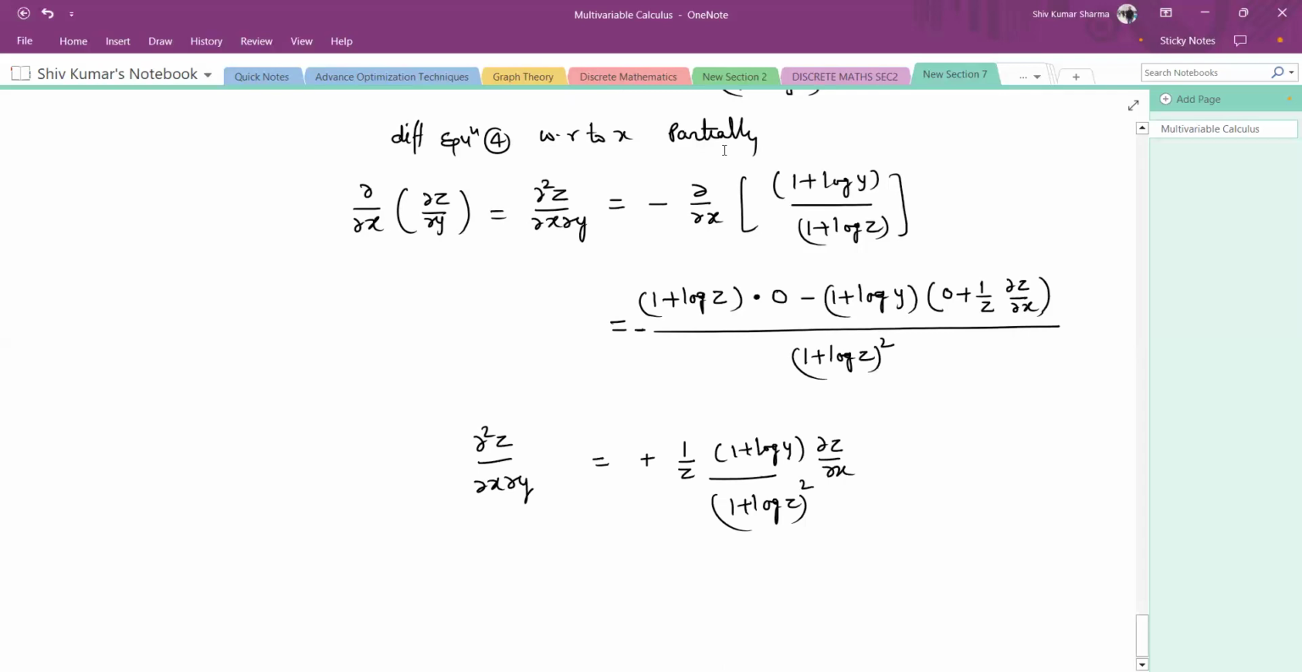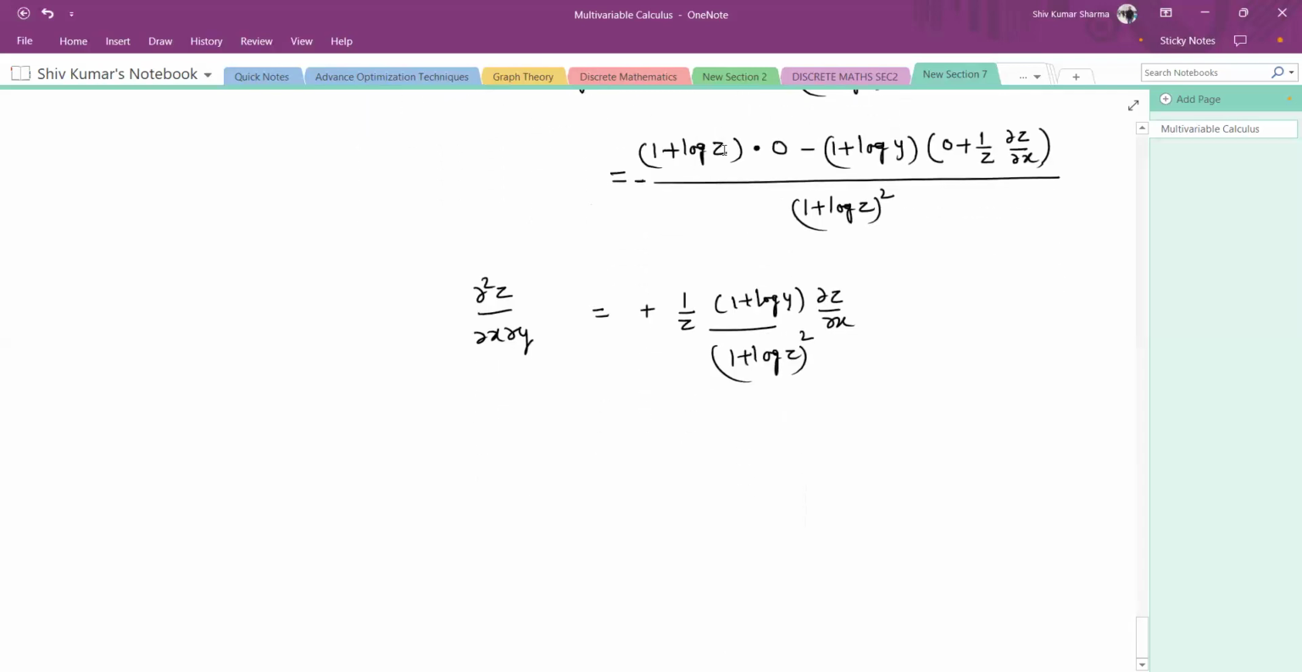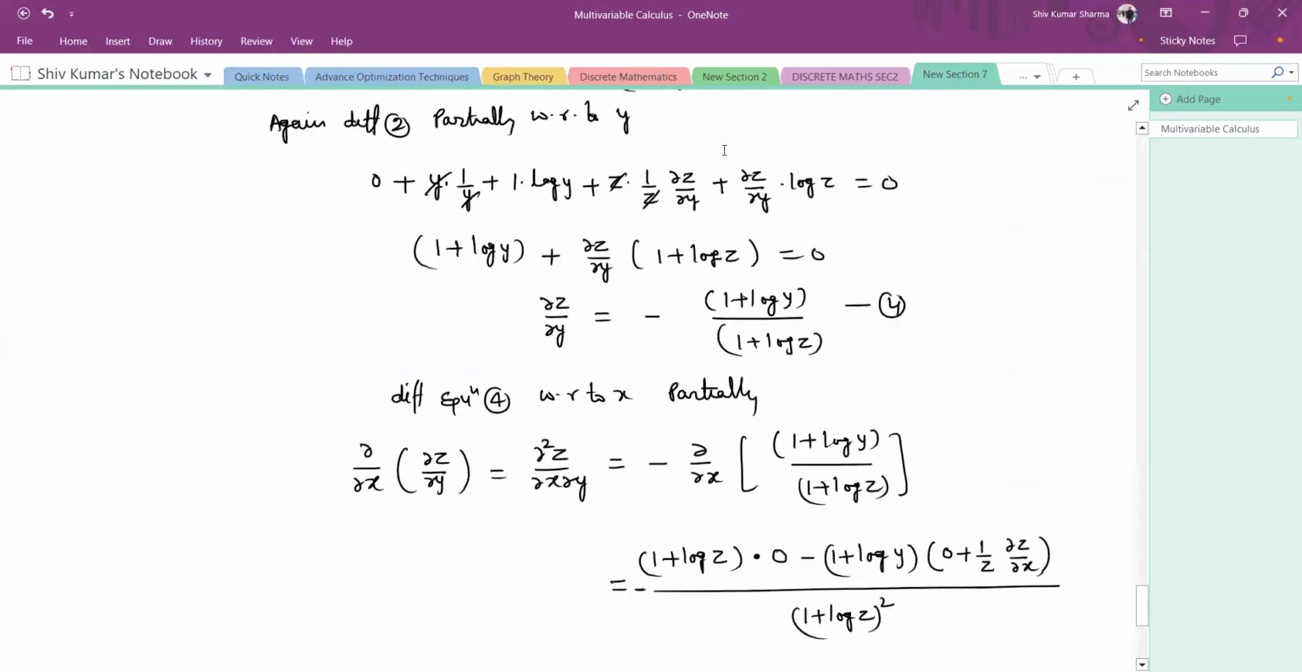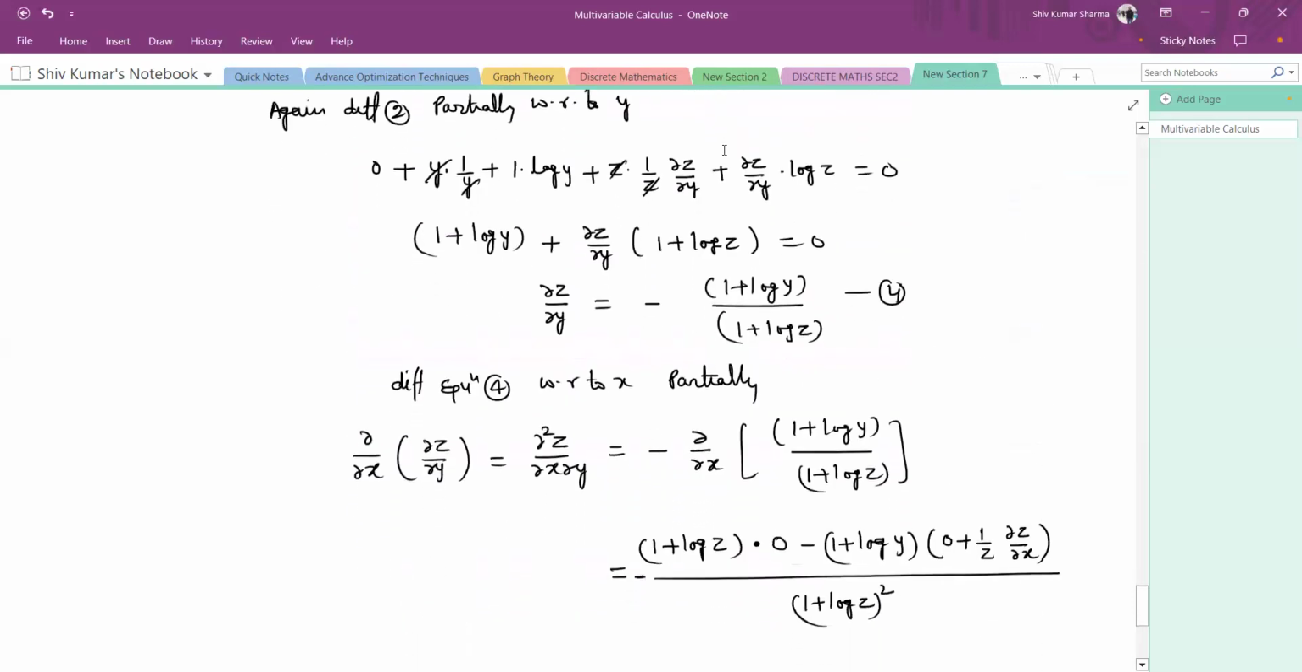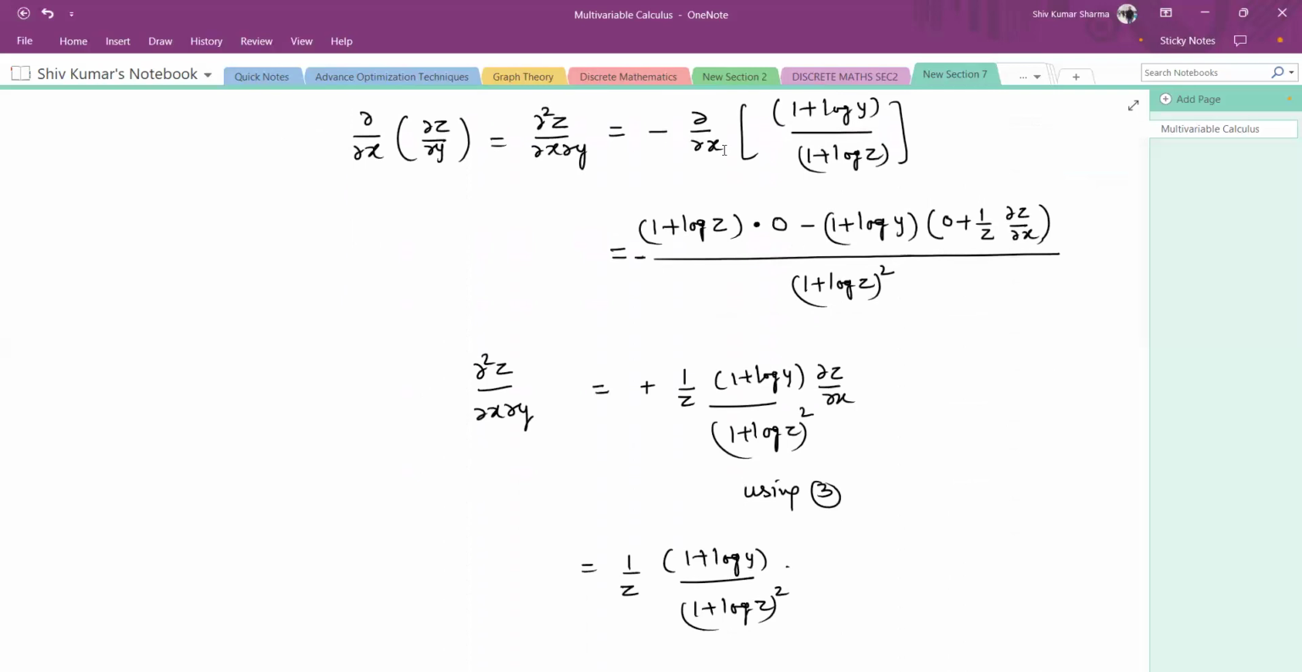So we have already calculated del z upon del x. So we use the value of del z upon del x here, using equation 3. So this gives us 1 upon z into 1 plus log y upon 1 plus log z to the whole square into the value of del z upon del x. What is the value of del z upon del x? It is minus 1 plus log x upon 1 plus log z. So here we have the negative sign also. So we take the negative sign, and here we write 1 plus log x upon 1 plus log z.